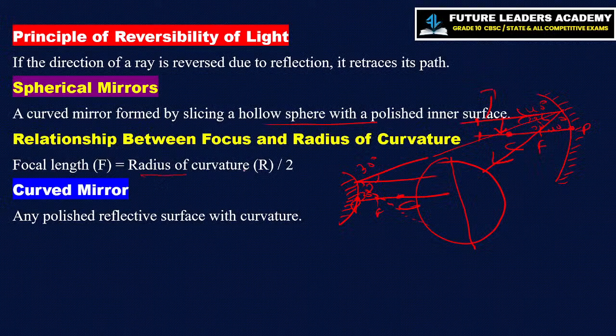Focal length is equal to radius of curvature by 2. F is equal to R by 2. This is the formula. If they give you the radius of curvature, you should know the focal length. Got it?